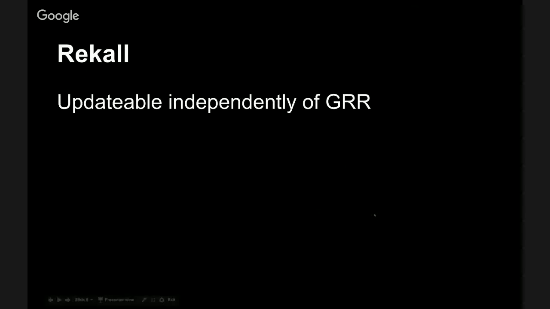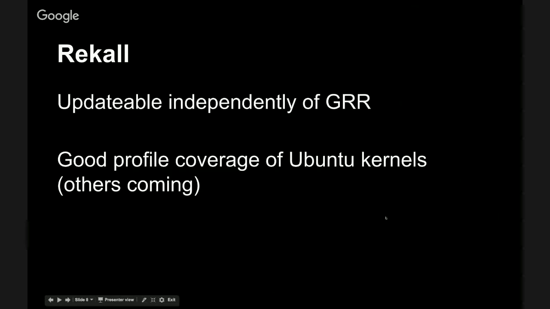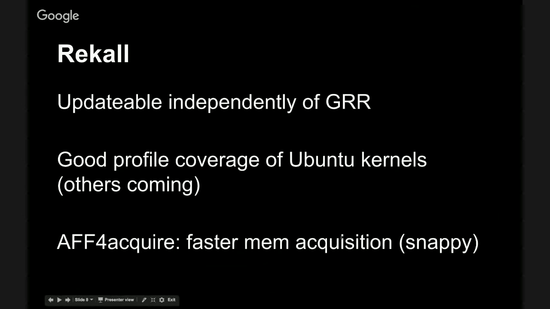So yeah, in terms of Recall, as I said, updatable independently of GRR now. We've got pretty good profile coverage for Ubuntu Linux kernels, and Linux has traditionally been a tougher place to do memory forensics, but at least on Ubuntu we've got good profile coverage now. And we've also made the regular memory acquisition process a lot faster. So we now have the AFF4 acquire plugin that uses Snappy compression so that we can get good compression and basically just move the memory image quicker. So that was a good performance improvement that came with newer Recall.